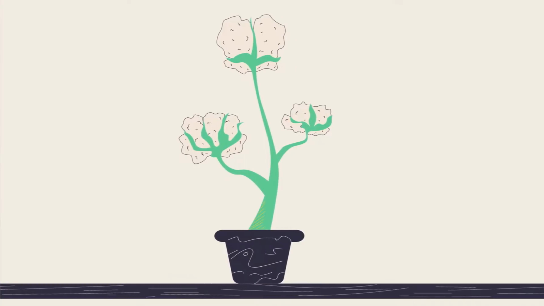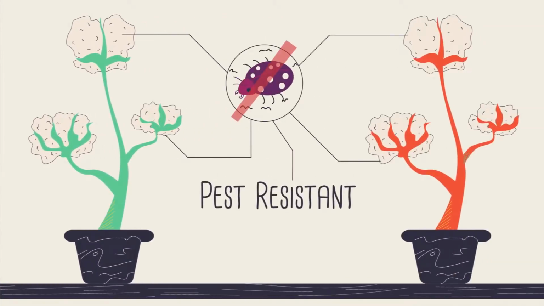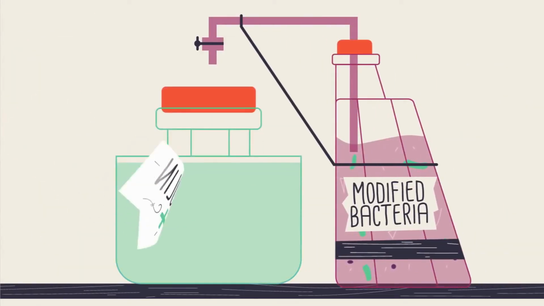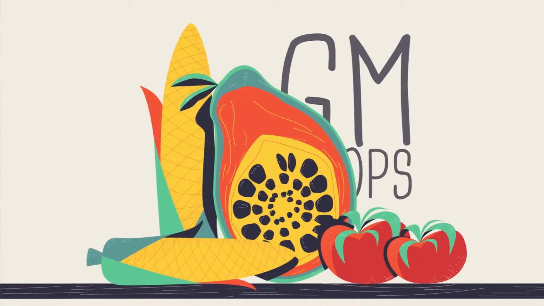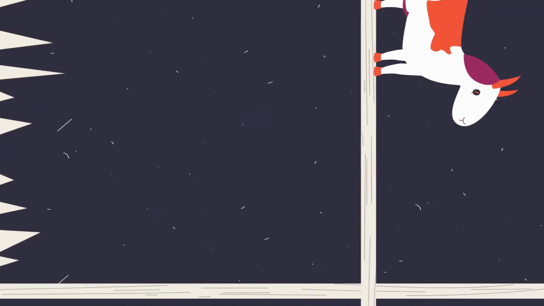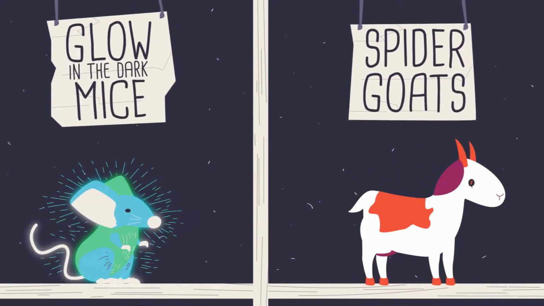The cotton plant that grows the cotton for your t-shirt might have been genetically modified to be pest resistant, or the bacteria modified to produce life-saving medicines, as well as the better known GM crops that we eat. And then there's some wacky organisms like spider goats and glow-in-the-dark mice.